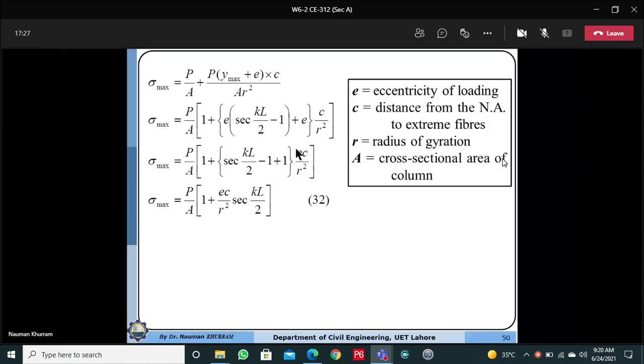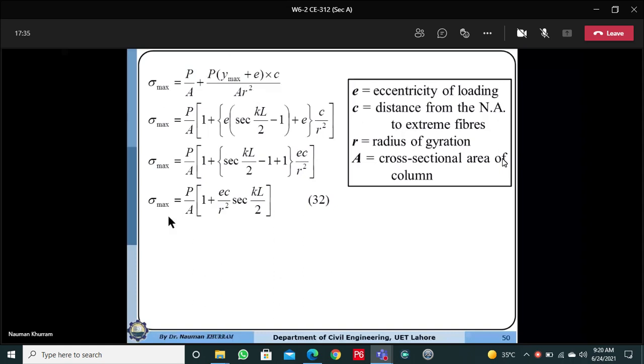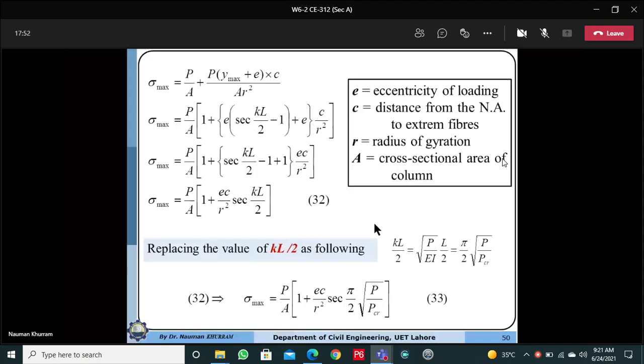Sigma maximum stress will be equal to P over A times (1 plus ec over r square times secant KL by 2). Here e is the eccentricity of load, c is the distance from the neutral axis to the extreme fiber, r is the radius of gyration about the bending axis, and A is the cross-sectional area of the column. This factor ec over r square in combination is also called the eccentricity ratio.